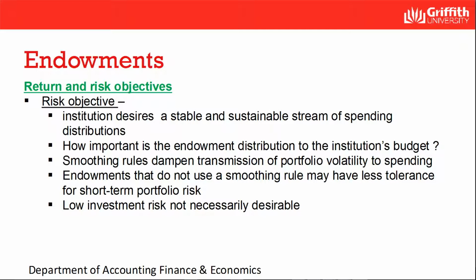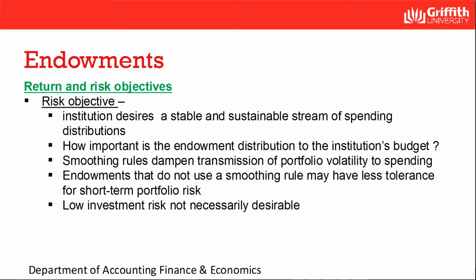The risk objectives should be considered in conjunction with spending policy and in the context of its long-term objective of providing a significant, stable, and sustainable stream of spending distributions. Spending policies with smoothing or averaging rules can dampen the transmission of portfolio volatility while striving for high, long-term investment returns necessary to fund programs and maintain purchasing power.